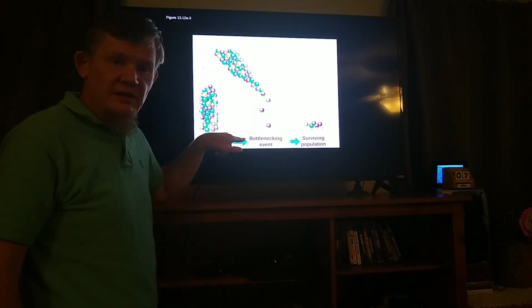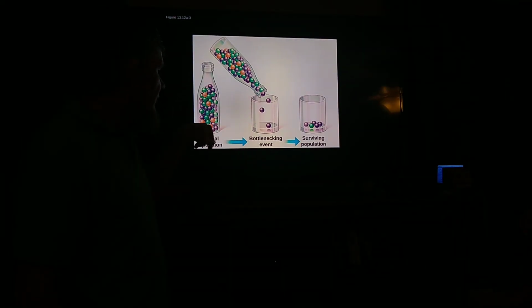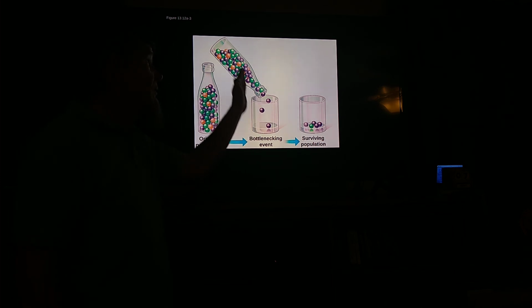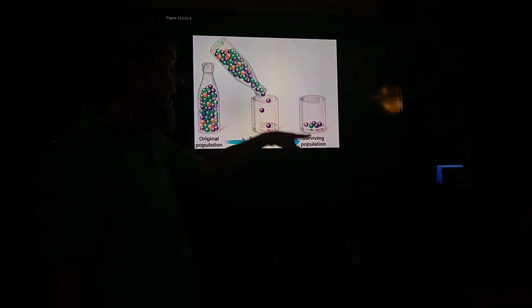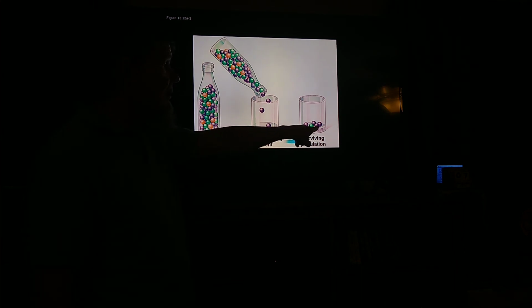This shows the bottleneck effect. If you look in this bottle, there are several different colors. There's purple marbles, green marbles, and orange marbles. With the bottleneck effect, a very few individuals survive some horrible catastrophe. And if you notice, we're going to take a few marbles and shake them into the glass. And when we do that, we find that we have a few purple marbles and one green.